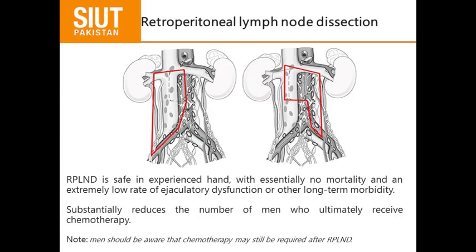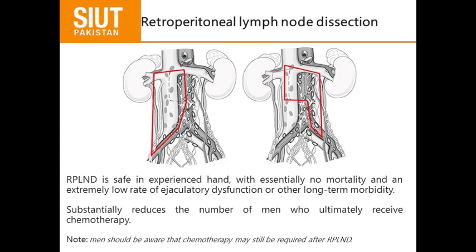So retroperitoneal lymph node dissection is safe in experienced hands, with essentially no mortality and an extremely low rate of ejaculatory dysfunction or other long-term morbidity. It substantially reduces the number of men who ultimately receive chemotherapy. And like it was explained in the previous presentation, paracaval lymph node dissection is mostly advised in case of right-sided testicular cancer and para-aortic in left, because it commonly spreads to those areas, but not in all the cases.